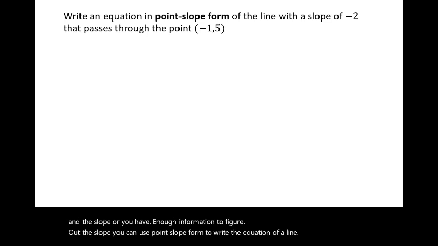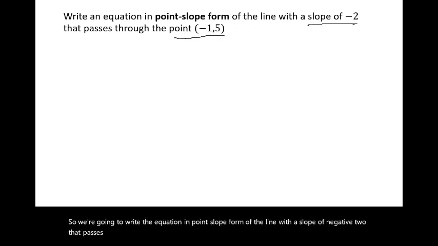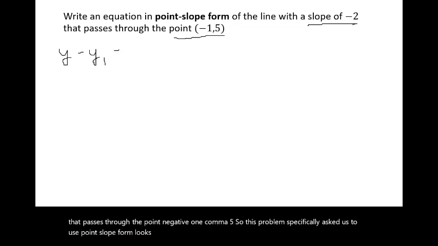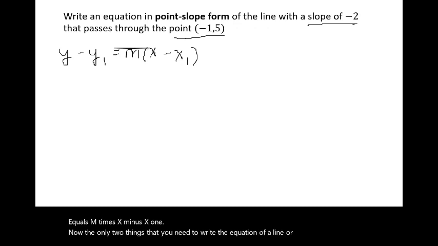So we're going to write the equation in point-slope form of the line with a slope of -2 that passes through the point -1 comma 5. This problem specifically asked us to use point-slope form. Point-slope form looks like this: y minus y1 equals m times x minus x1. Now, the only two things that you need to write the equation of a line are a point and a slope, which we have both.